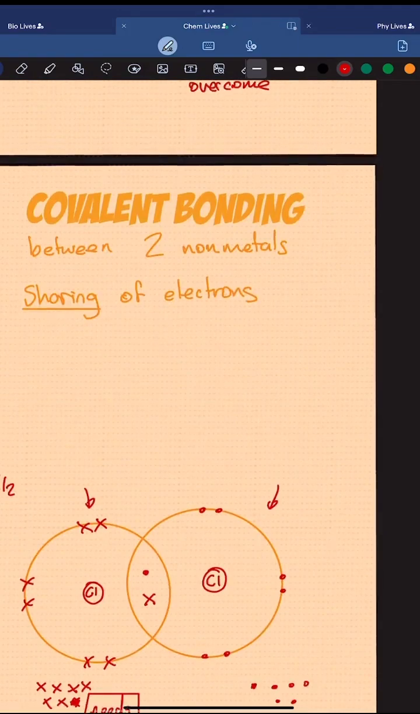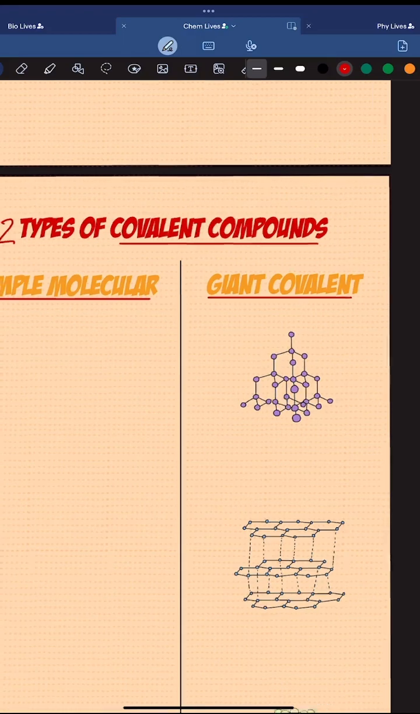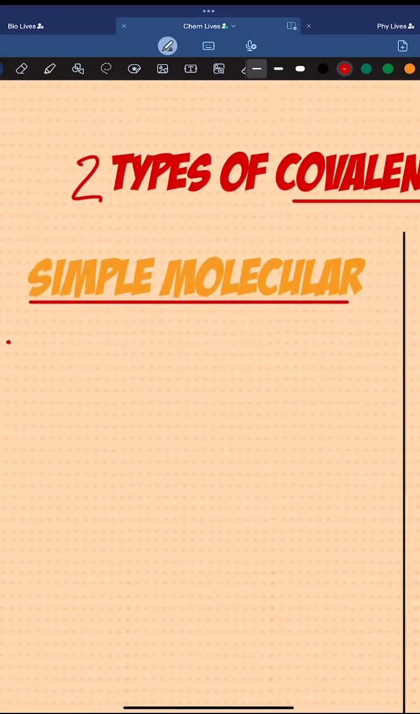Covalent bonding, there's two types of covalent bonding, okay? Two types of covalent compounds that you can have. You can have simple molecular, which is what this question was asking about, and giant covalent. Simple molecular can be anything that exists as a molecule.